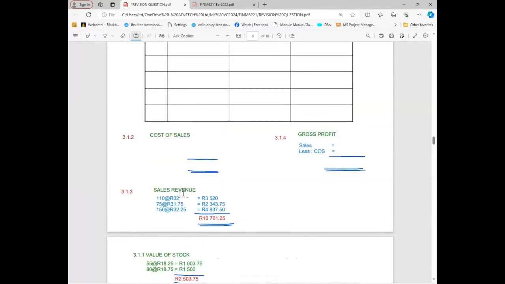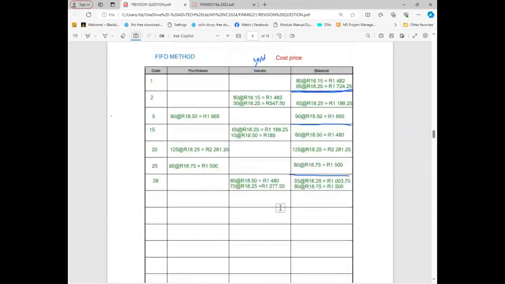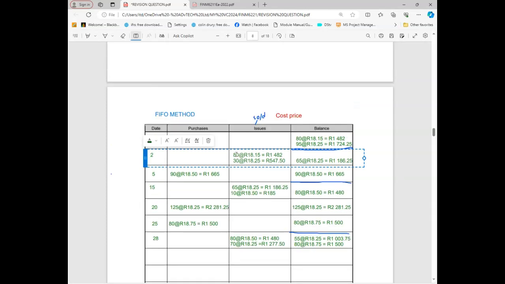So sales will remain the same, right? It doesn't change for the system. Okay. But the cost of sales will change. How do you think I'm gonna find cost of sales here? Same procedure that we used before. Yes, sir. You're gonna say, once you take all the issues and then you add them. Perfect.